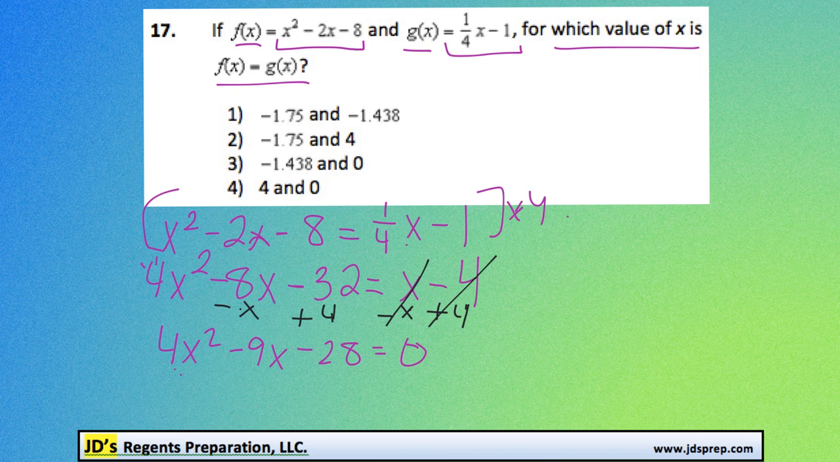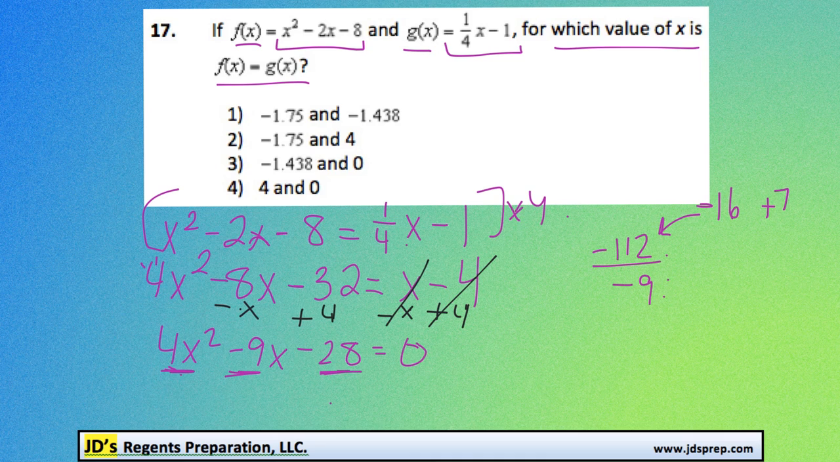Because we have a coefficient in front of the x squared term, what we're going to need to do is find a times c, so 4 times negative 28, and that's negative 112. And then we're looking for two numbers that multiply to get us that, but add to get negative 9. After some guessing and checking, you should be able to figure out that you can get negative 112 by multiplying 16 and 7, but one of them has to be negative, right? So we want to add to negative 9, so it would be negative 16 and positive 7.